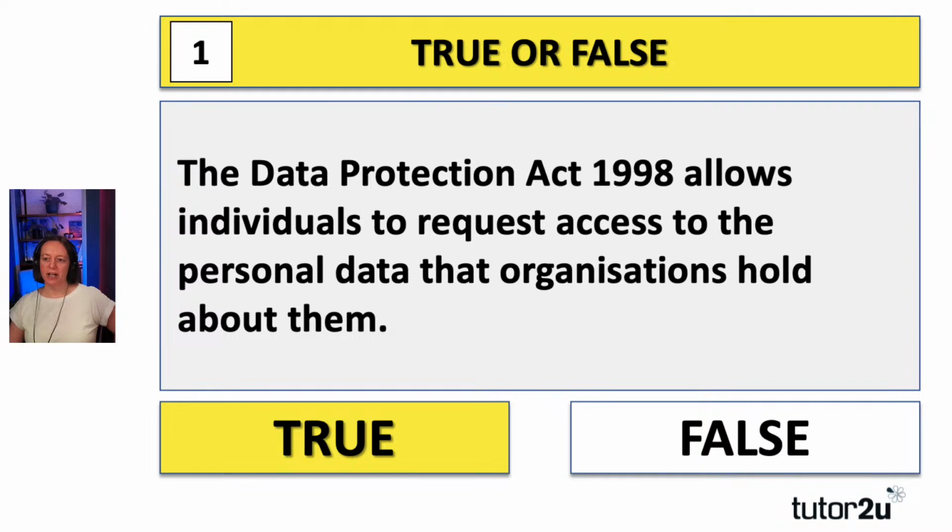Okay, so we're going to do some true or falses about the Data Protection Act. So I'm going to read out a statement and I want you to give me either a true or a false. You can give me a T, an F, thumbs up, thumbs down, smiley face, sad face. I don't mind. So the first one, the Data Protection Act 1998 allows individuals to request access to the personal data that organisations hold about them. Is that true or is that false? What do we think? If you're with your class, nominate someone to answer, maybe your teacher. If you are on your own, let us know.